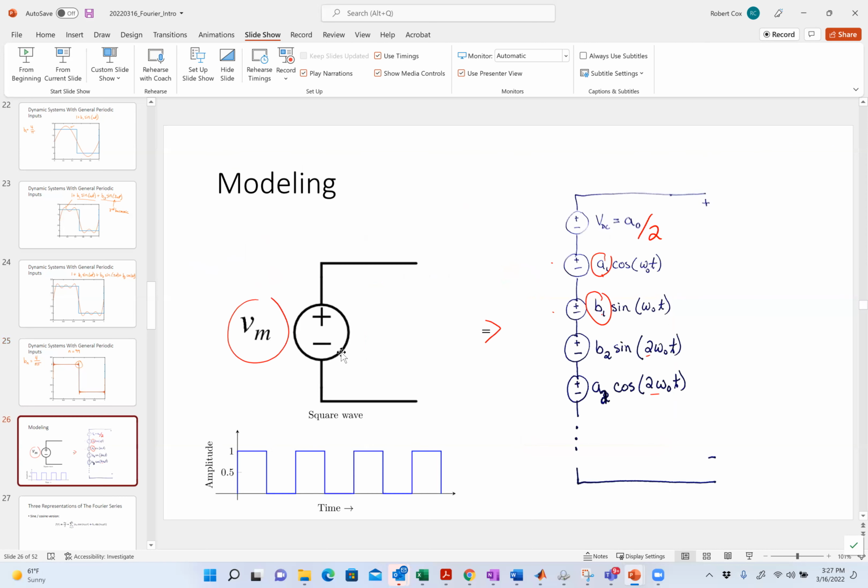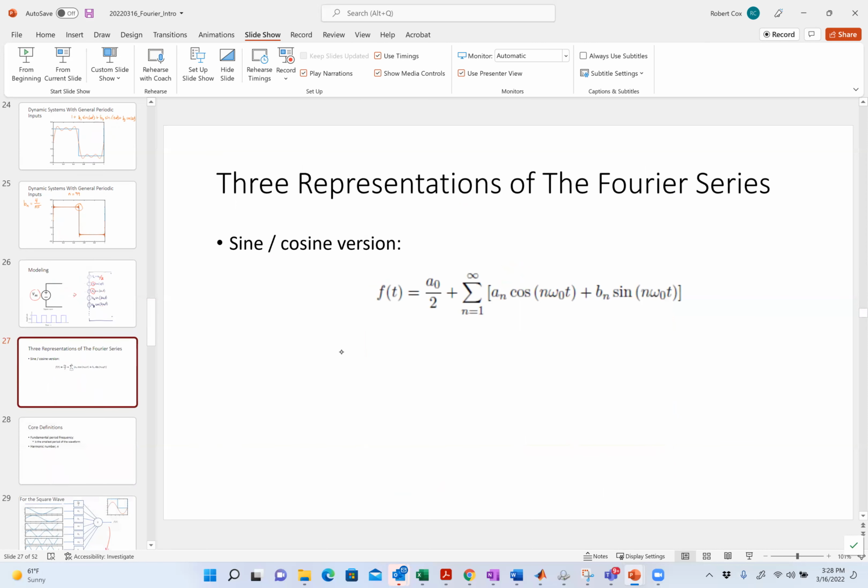But what this says is if I have a square wave like this, that square wave can be thought of as essentially a sum of a bunch of sine waves, which means that I can view a voltage source as a superposition of a bunch of sine waves. That turns out to be a really useful way for me to think. So our definition of the Fourier series, there's ultimately 3 representations that we use for the Fourier series.